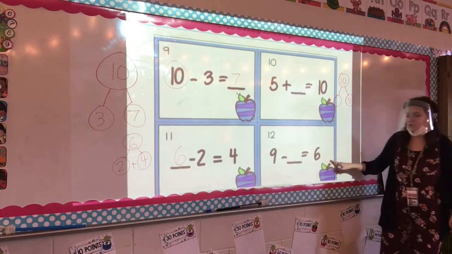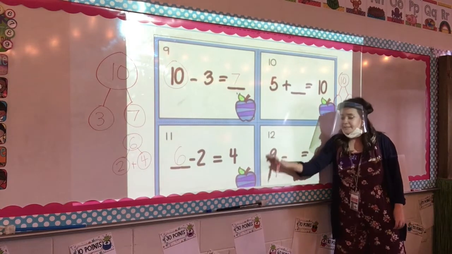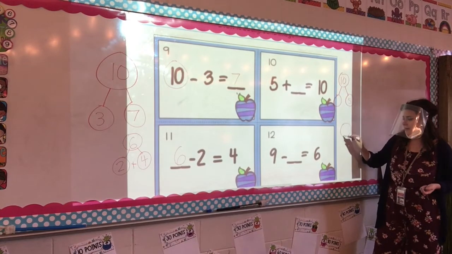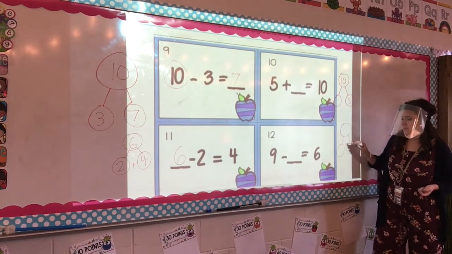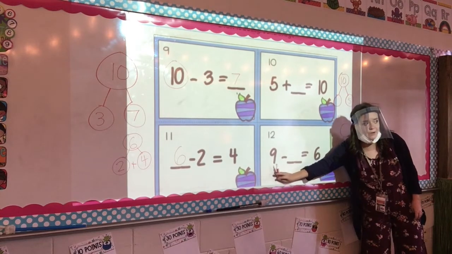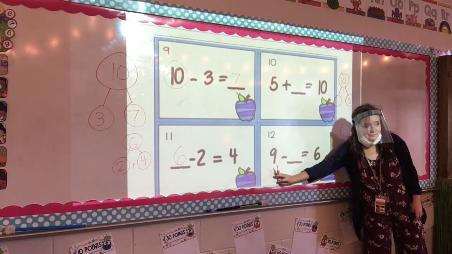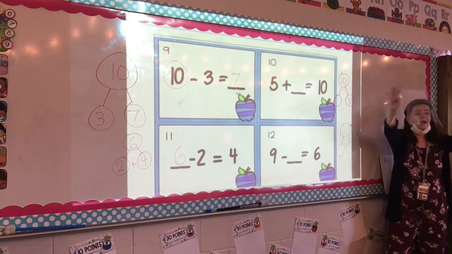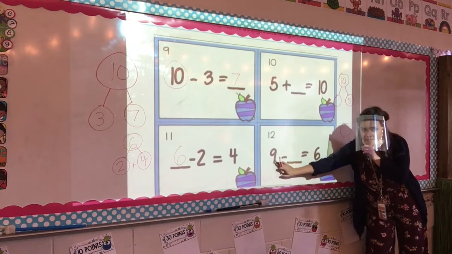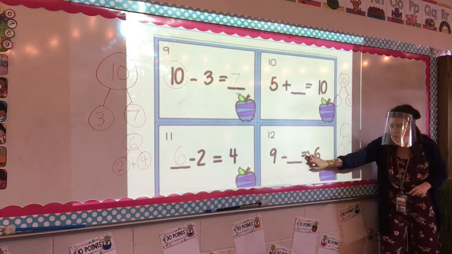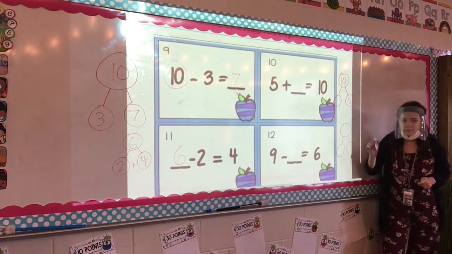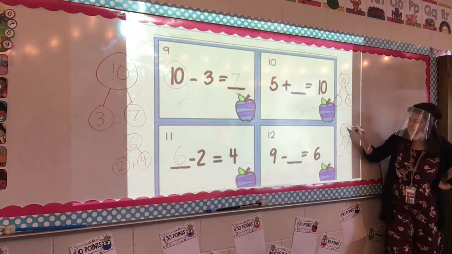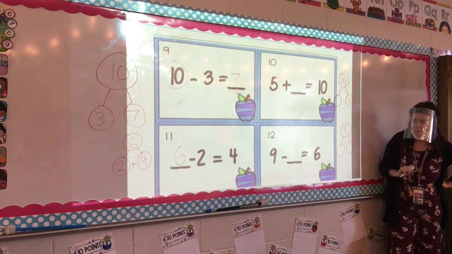Here's another subtraction one. Remember, the first number in a subtraction problem is always what part? My whole or my parts? The first number in a subtraction problem is always the whole. So 9 minus something equals 6. So where are we going to put the 9? On top. Because that's my total, my whole.